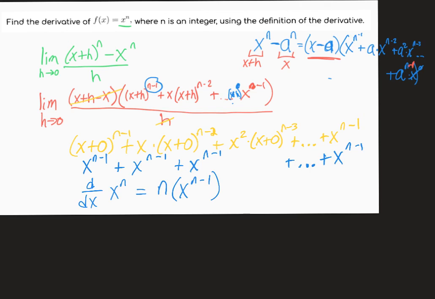For example, if I ask you to find the derivative of x to the 7th, instead of having to do this by definition, now that we have a rule for this, we know we can bring that power down front and reduce the power by 1. And that's our derivative. That's a really neat thing.